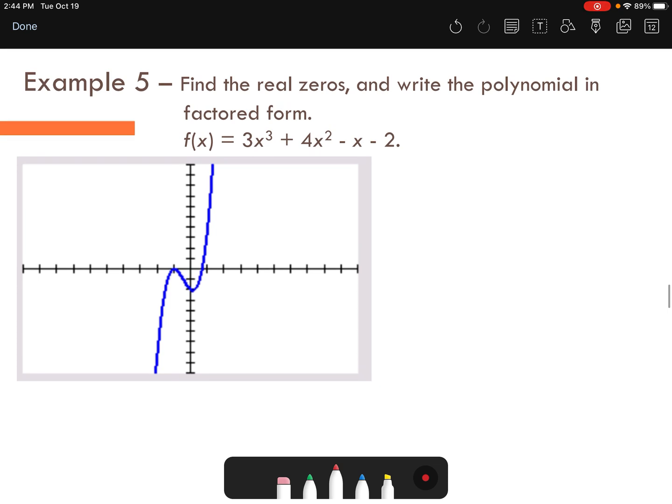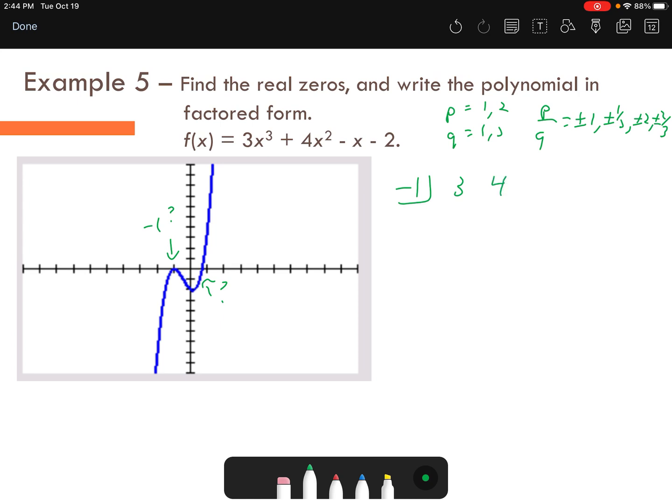I think it is. Okay, example 5 here. We should notice a multiple 0 right there. Looks like that's -1, we think. Here, I don't know. We're going to find out. Let's do our P and Q. Oh, this is easy. 1 and 2 for P. Q's 1 and 3. This is going to be short. So P over Q is plus or minus 1 and plus or minus 1/3, plus or minus 2 and plus or minus 2/3. Those are the only factors that it could be.